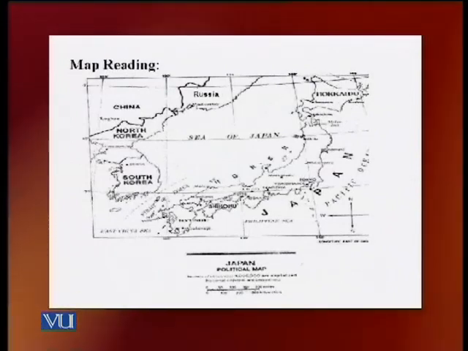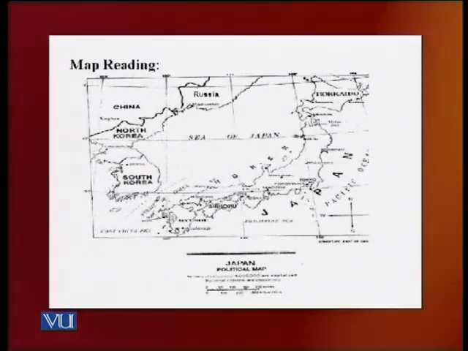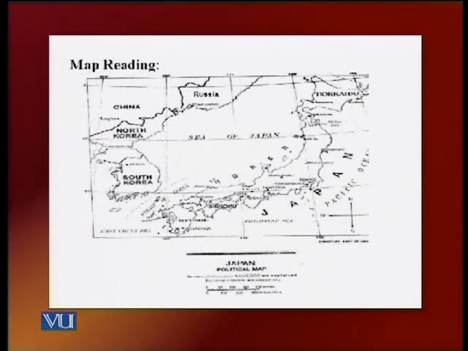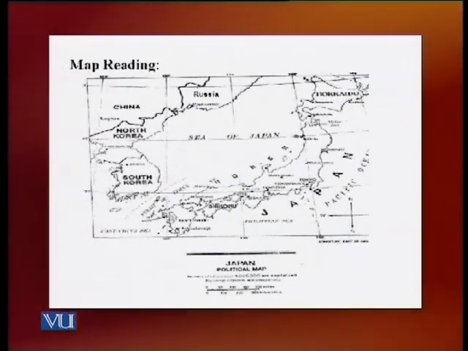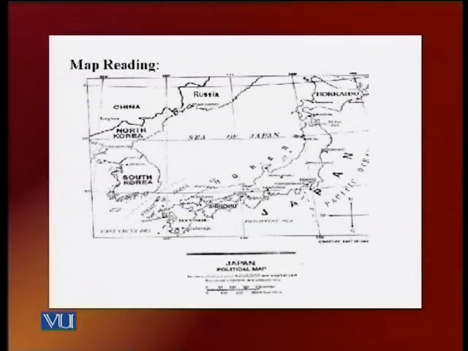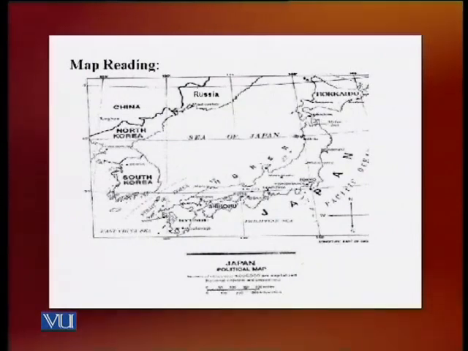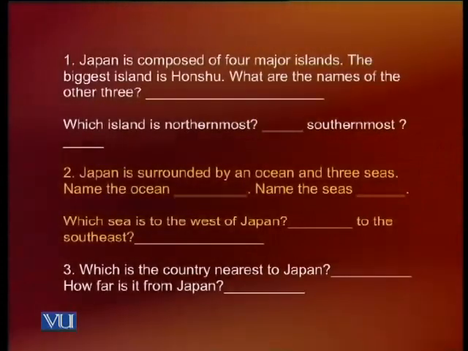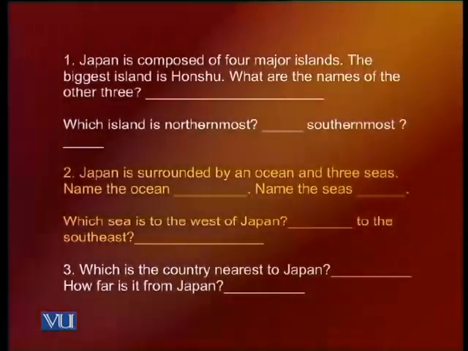And if you look at the map, you will notice that it is composed of 4 major islands. The biggest island is Honshu. Look at the map and write down the names of the other three islands. Very simple. It's in bold type. And the names are Kyushu, Shikoku, and Hokkaido.